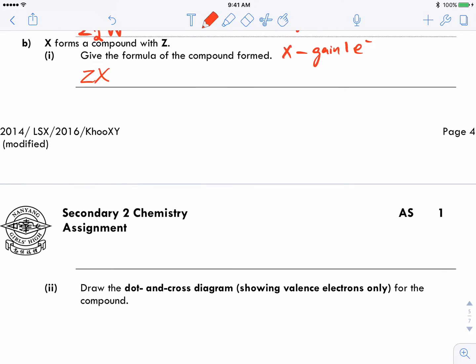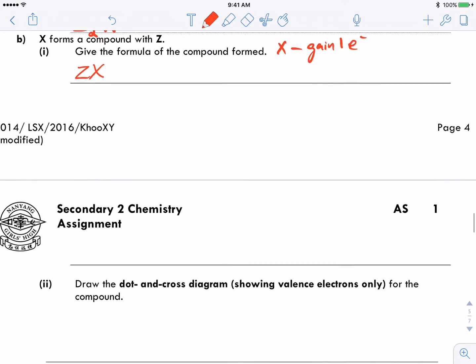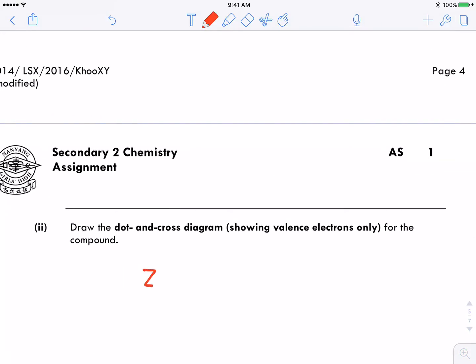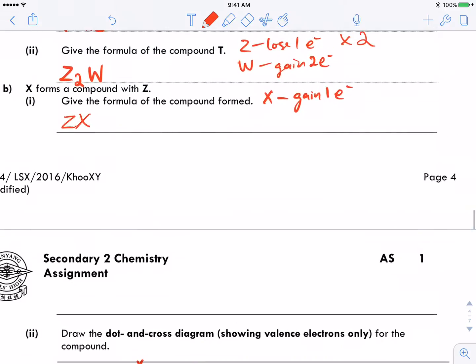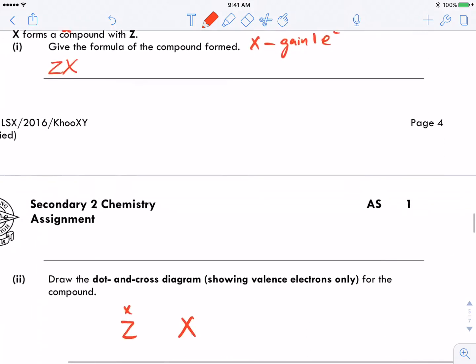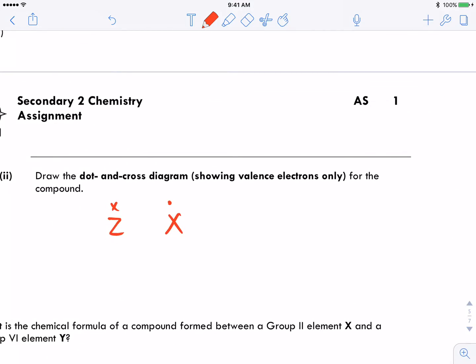To draw the dot and cross diagram for the compound. Now, I know that Z should have 1 valence electron. X should have 7 valence electrons because it's in group 7. So 1, 2, 3, 4, 5, 6, 7. Z will lose 1 electron to form a positively charged ion. X will gain 1 electron to form 1 negatively charged ion. And that's my answer.